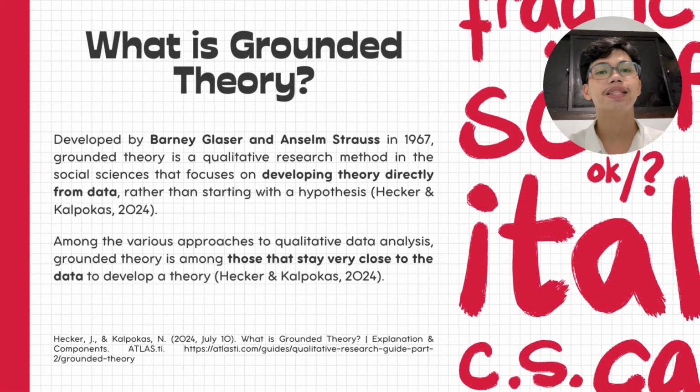To start the presentation, let us first define what grounded theory is. Developed by Glaser and Strauss in 1967, grounded theory is a qualitative research method in the social sciences that focuses on developing theory directly from data rather than starting with a hypothesis. The primary purpose of grounded theory is to construct theories grounded in systematically gathered and analyzed data rather than beginning with a preconceived theory. Basically, instead of starting research with a theory and then testing it, grounded theory builds theory through the collection and analysis of data in an interactive cycle.